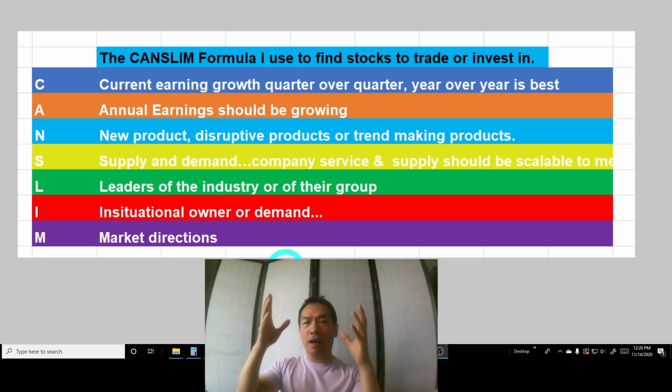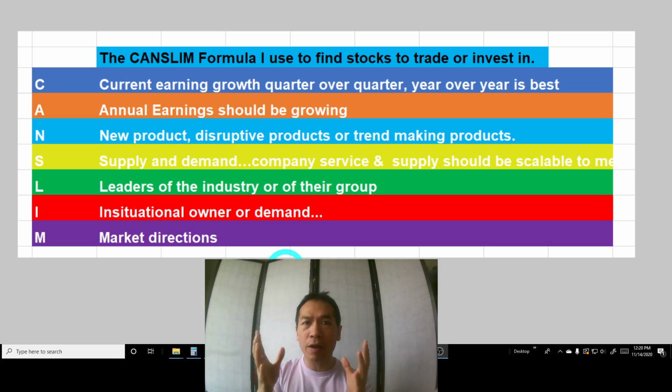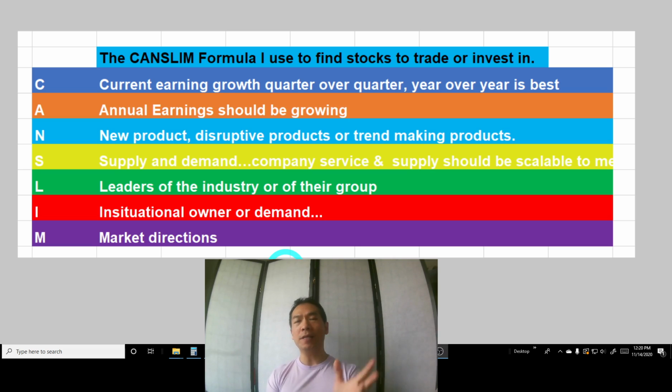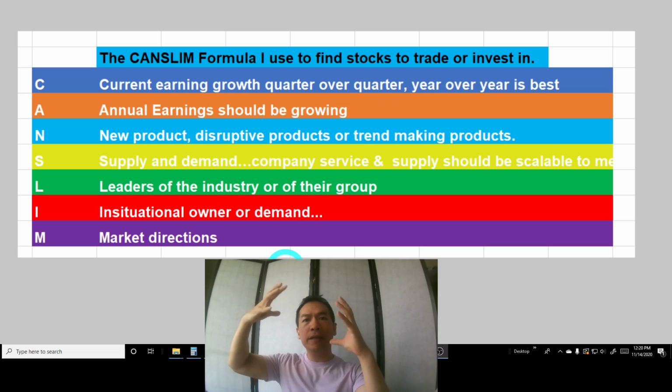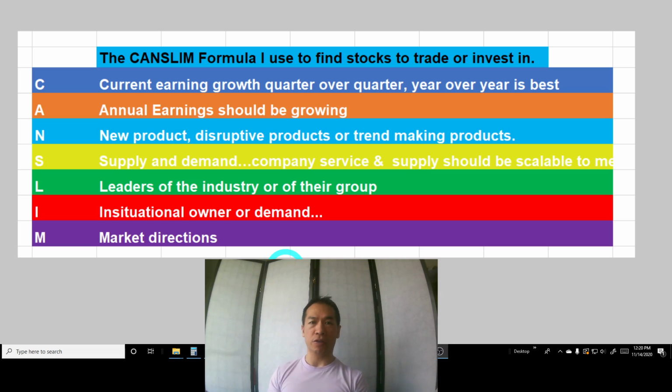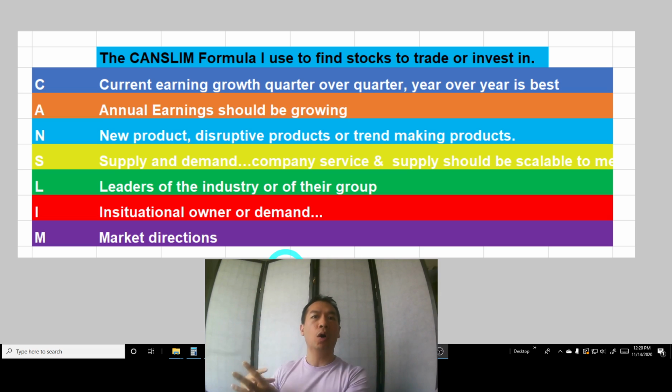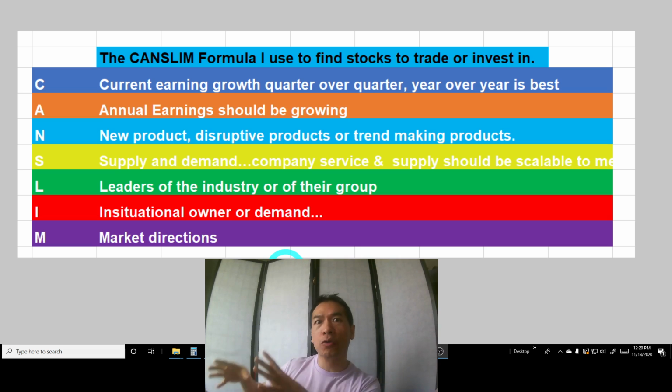Now, just because a stock is a leader now does not mean they will always be a leader. Sometimes there's something wrong with the management, or a new competitor might come out with a better product or better services. The leaders will lose their leading position. So you have to keep track of who is the leader and who is the competitor who could possibly become the next leader of the group or of the industry.